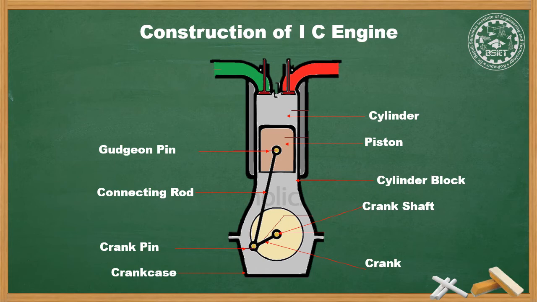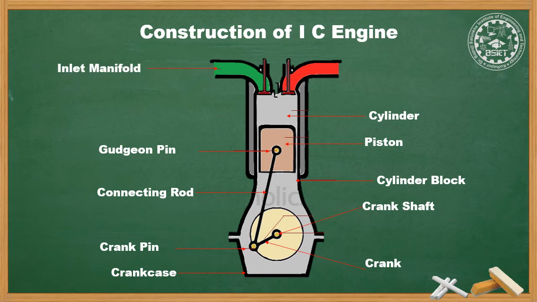Next is the crankcase. The crankcase is nothing but a stationary surface in which all the oil is stored and the moving components of the engine rotate. Basically, it is a protecting cover provided for the moving or reciprocating elements.